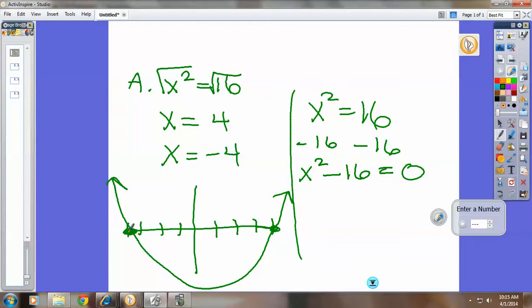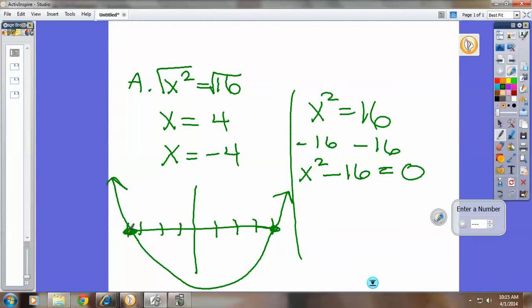We'll talk more about these parabolas, but your solutions are where this graph is crossing that x-axis. We were able to find the solutions by solving it algebraically, by taking the square root of both sides. We were also able to solve by graphing. And like I said, you'll have access to these calculators. They're going to be there for you when you take your EOC.